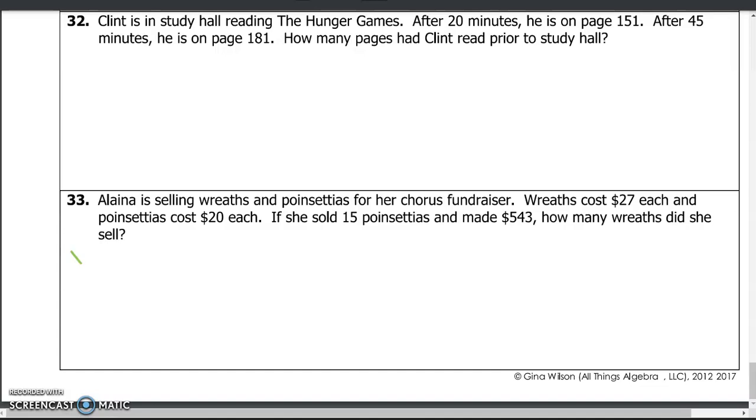So for x, my x value is going to be my wreaths. And again, it doesn't necessarily matter which one you label x and y, but you just need to make sure you identify them. Okay, and my y value is going to be poinsettias.